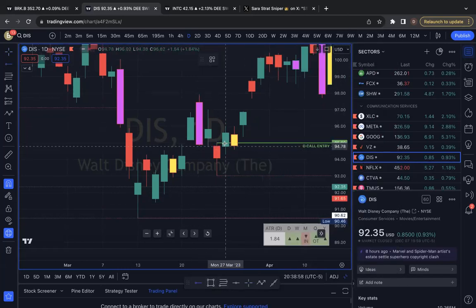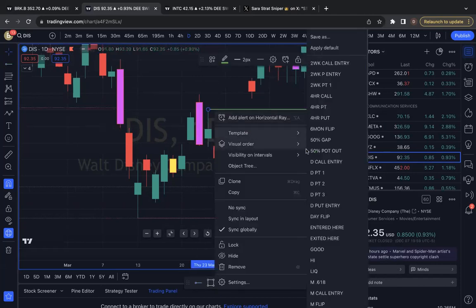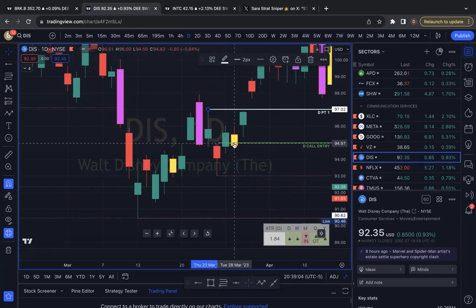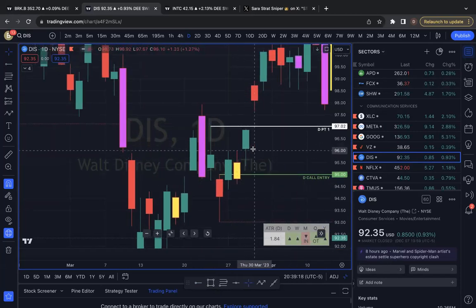So this would be your call entry. This would be your price target because it's the nearest candle to the left that's higher than your call entry. That would be your price target. It did not reach it this day. It went 2 up. It broke the 2 up. We had an inside candle, so it did not reach the target that day either. Almost reached it this day, and then the next day it blew past the target.